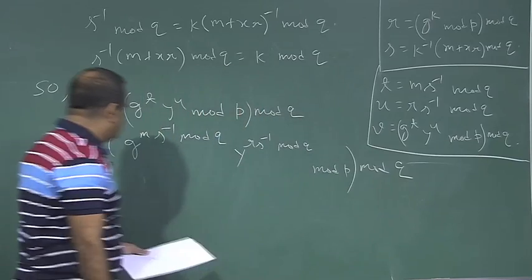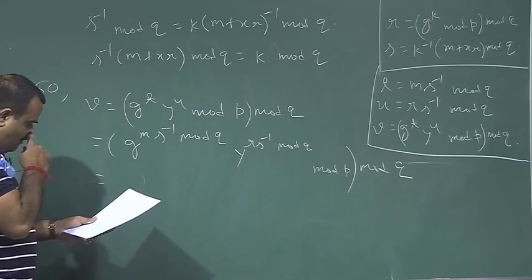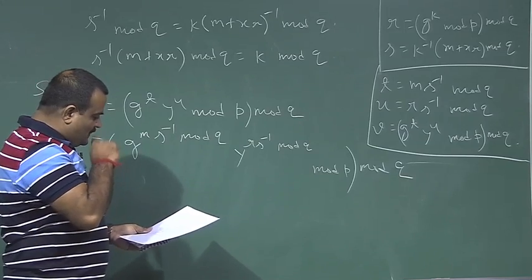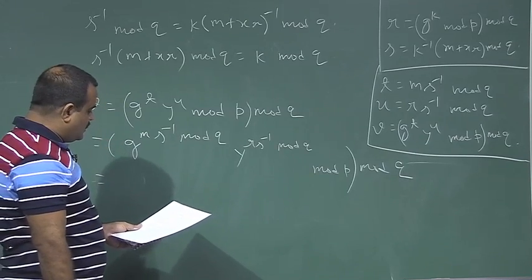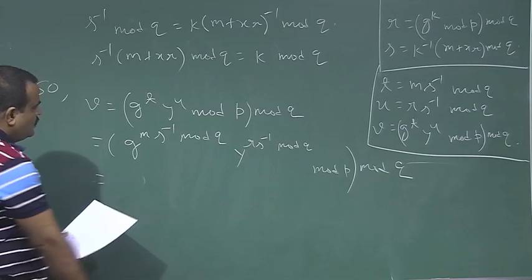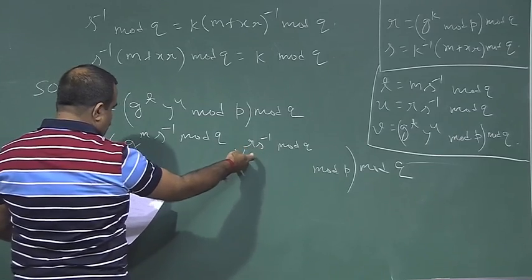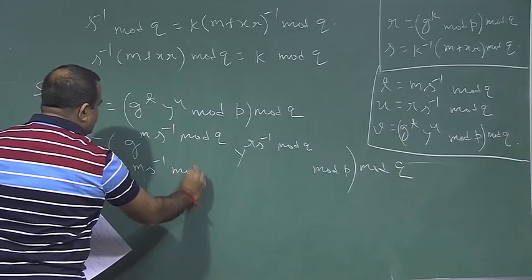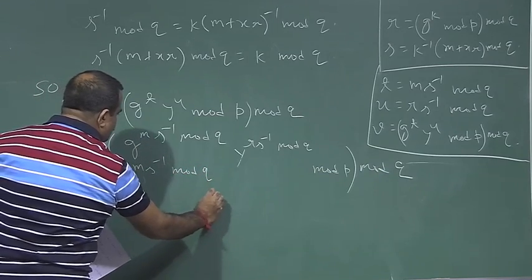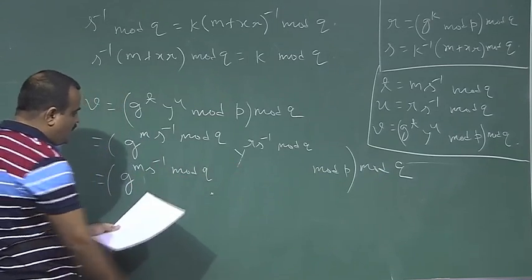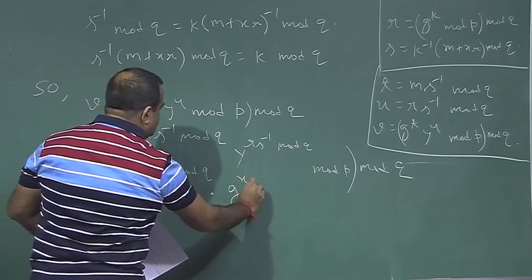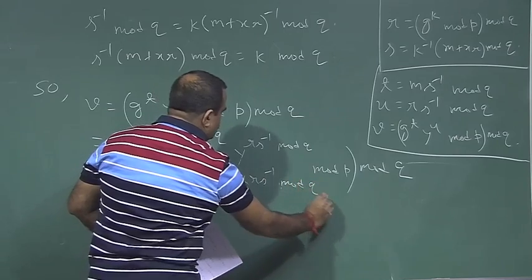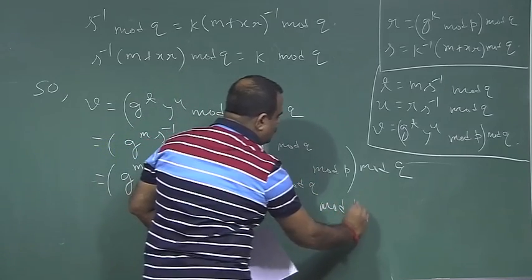Just simplifying this, very simple. Now, y we know, y is basically what? Y is basically g to the power x. So we can just write g to the power x. So this will be g to the power m S inverse mod q, into y, which is g to the power x. So g to the power x r S inverse mod q, mod p, mod q.